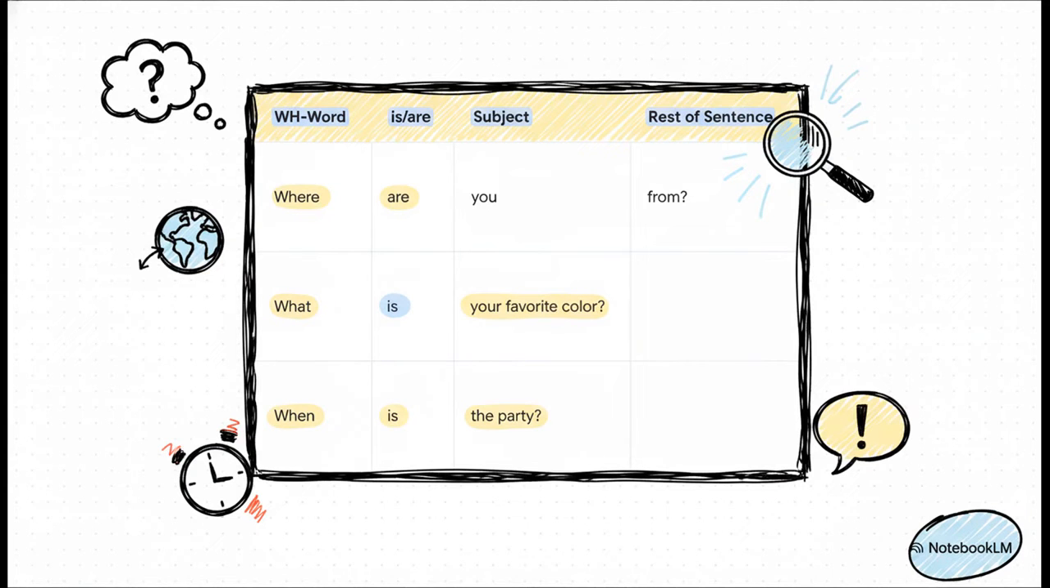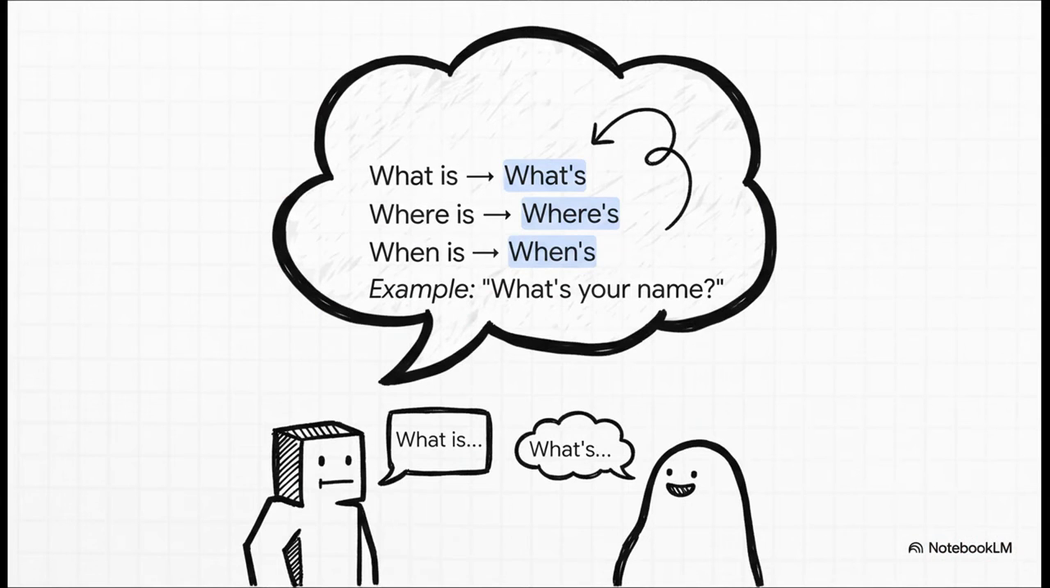See that pattern? It just works. Where plus are plus you. When plus is plus the party. It's a really clean, reliable formula that you can literally start using right now. Oh, and here's a quick tip that'll make you sound way more natural. In everyday conversation, native speakers almost always use contractions. So what is becomes what's, and where is turns into where's. Trust me, using these will make your questions sound so much smoother.